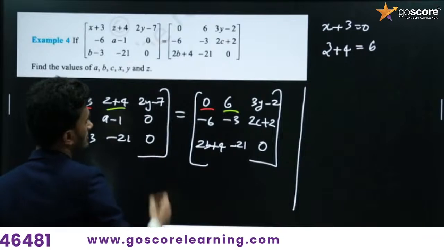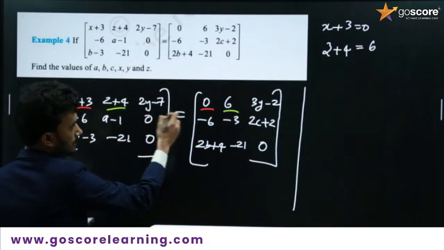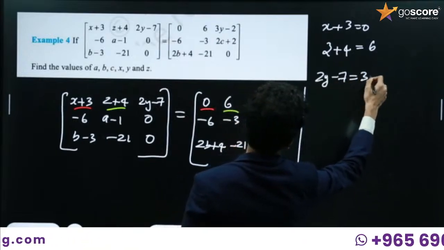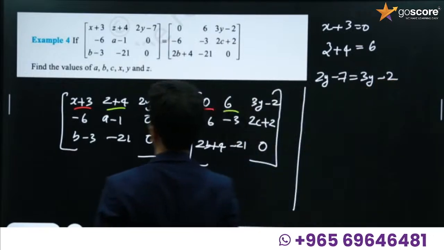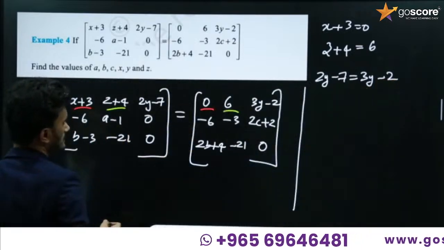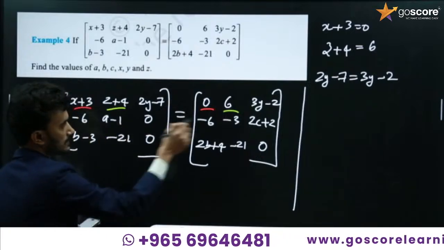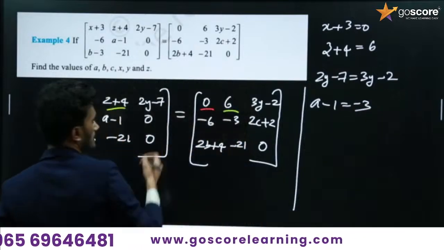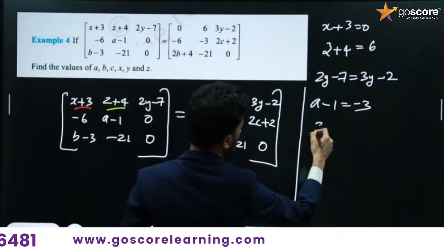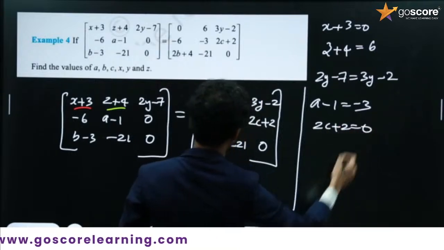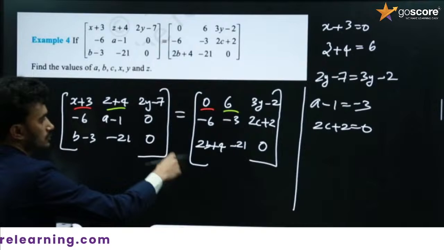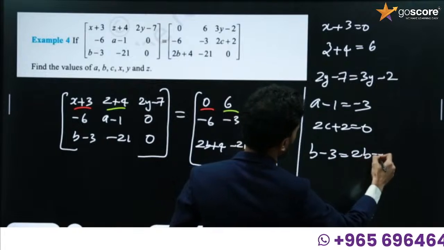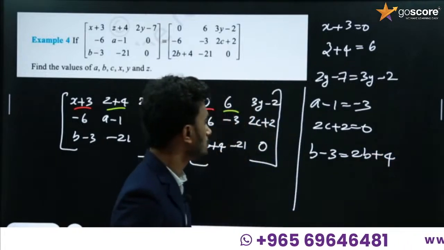Then the third one: 2y minus 7 is equal to 3y minus 2. Then minus 6 and minus 6 are equal. A minus 1 is equal to minus 3. Then 0 and 2c plus 2 are equal, so 2c plus 2 is equal to 0. Then b minus 3 and 2b plus 4 are equal, so b minus 3 is equal to 2b plus 4.